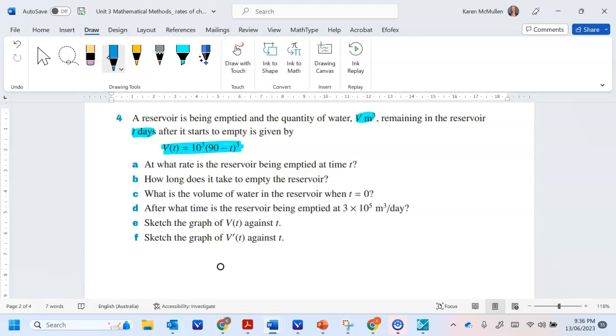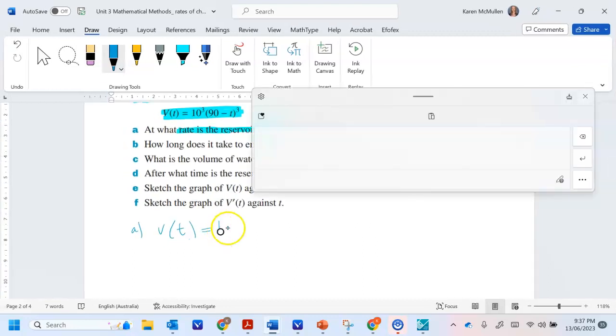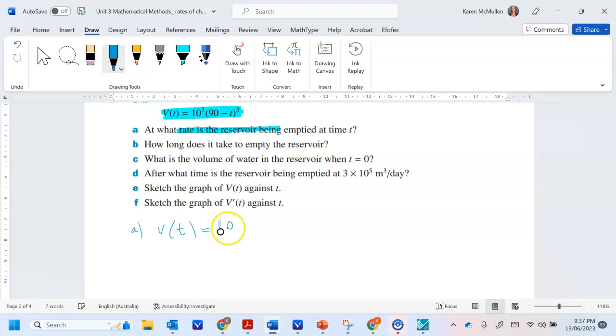All right, so question A, at what rate is the reservoir being emptied at time t? So if we're looking at what rate, that is your gradient. All right, so we need to find the gradient of this function. So I'm just going to rewrite that down here. So V of t, it's a bit annoying that that's in the way. I'm just going to write over it. 10 to the power of 3, 90 minus t cubed.